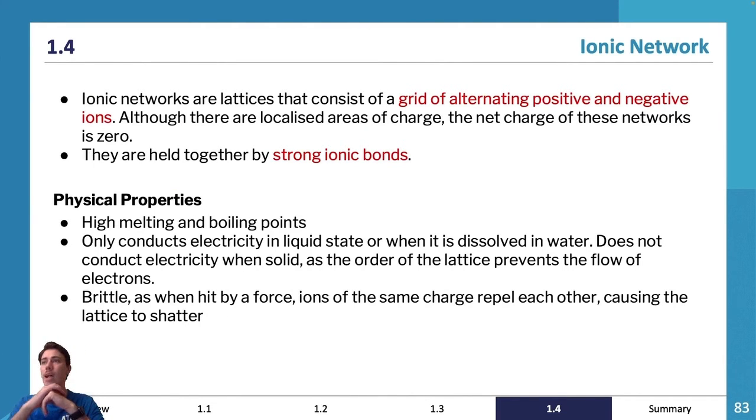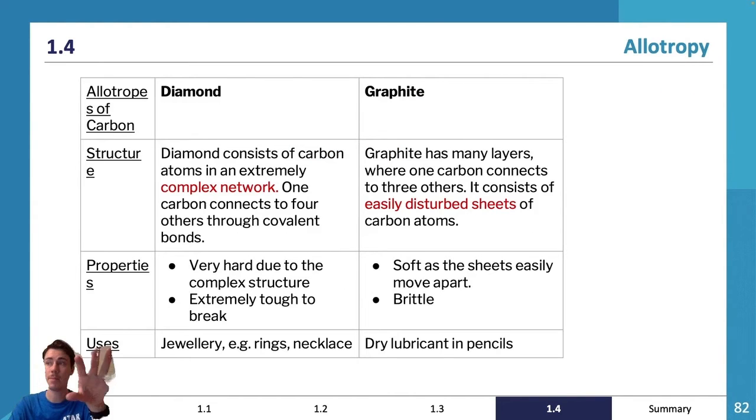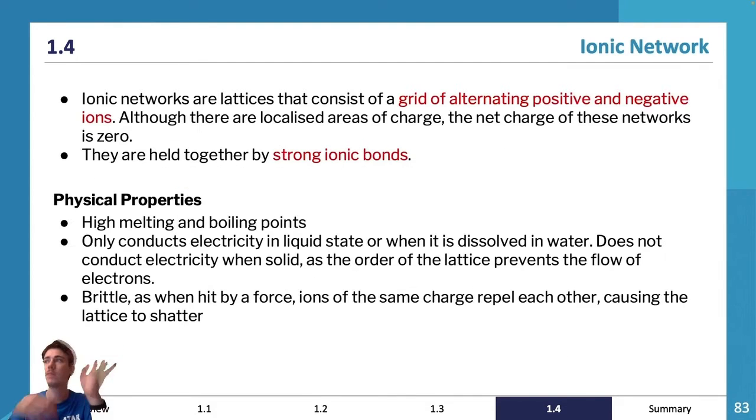Now, ionic networks are referred to as lattices, and that consists of grid-like alternating positive and negative ions. So these are covalent bonds, remember? Carbon-carbon is covalent. Now, what if I had solid table salt? Table salt is a solid. So that is what we refer to as an ionic lattice, because table salt is made up of sodium and chlorine. It's held together by ionic bonds.